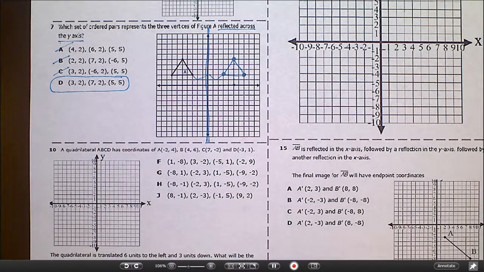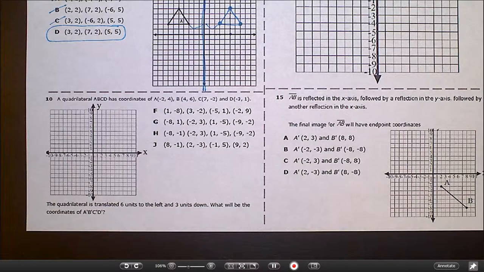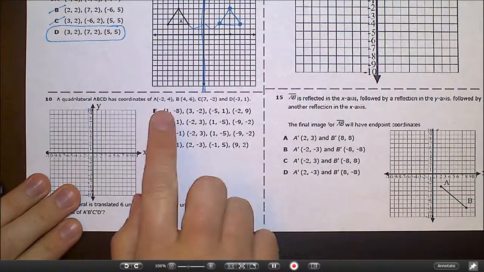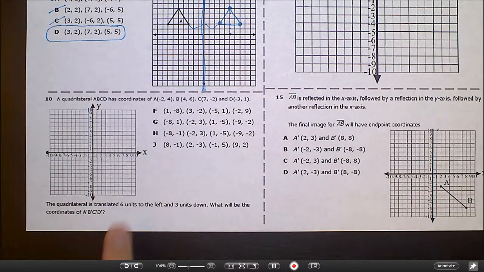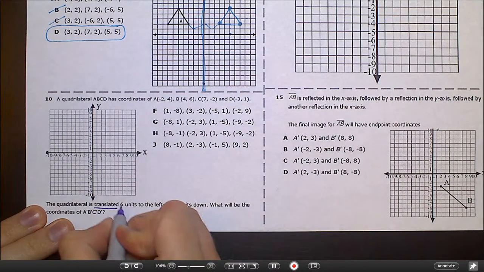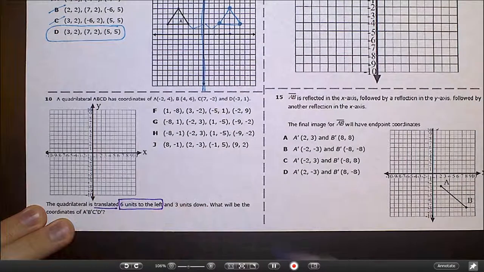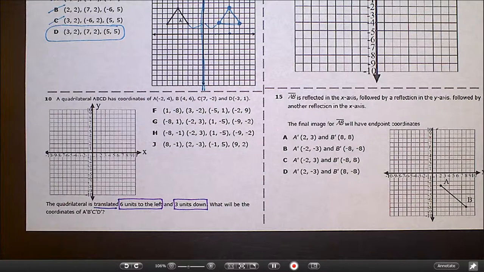Let's do number 10 together as well. Number 10 says, a quadrilateral ABCD has these coordinates, and it tells us the coordinates. The quadrilateral is translated, okay, so a translation is a slide, translated 6 units to the left and 3 units down. So we're going to be translating it 2 different ways. And we want to know what are the coordinates of A prime, B prime, C prime, D prime.